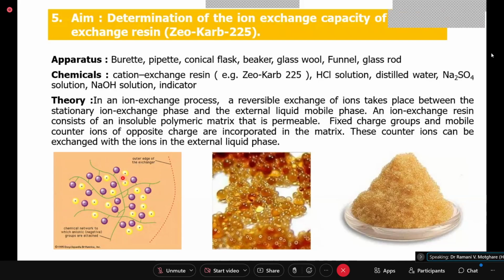So it will depend on your polymerization process, or after polymerization, if you treat it with acid. So both ways you can incorporate these fixed charge groups, either during polymerization or after polymerization. You treat these beads with sulfuric acid, so that it is incorporated in between, with proper initiator and all.